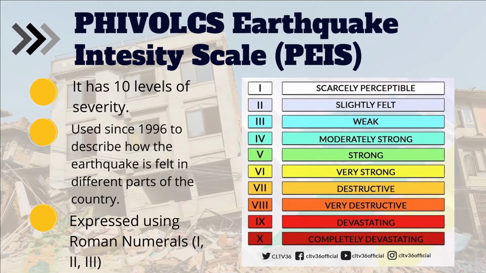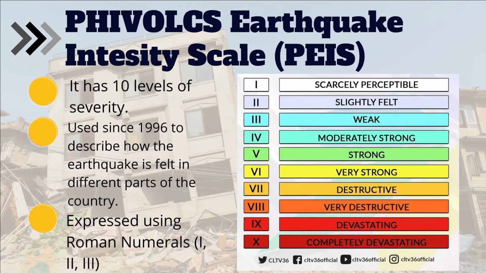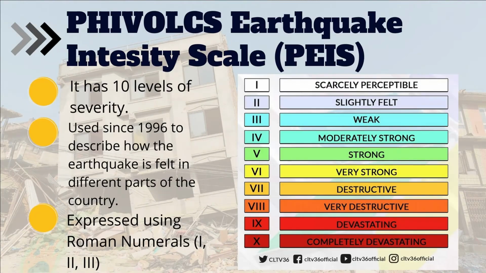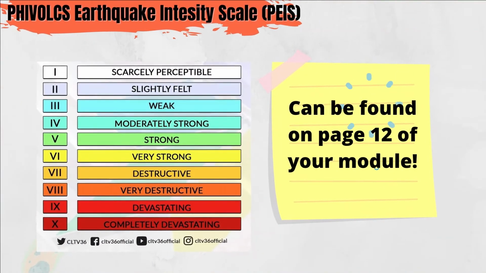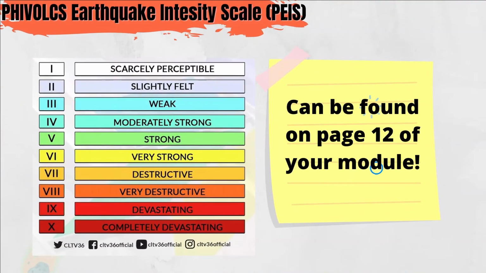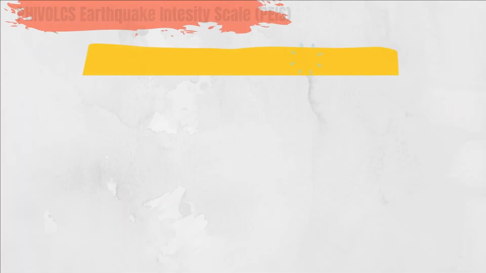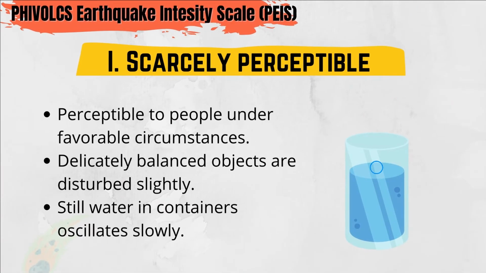3. Weak. 4. Moderately strong. 5. Strong. 6. Very strong. 7. Destructive. 8. Very destructive. 9. Devastating. And 10. Completely devastating. Your copy of PEIS can be found on page 12 of your module. Let's see what happened during an earthquake on each level of intensity.